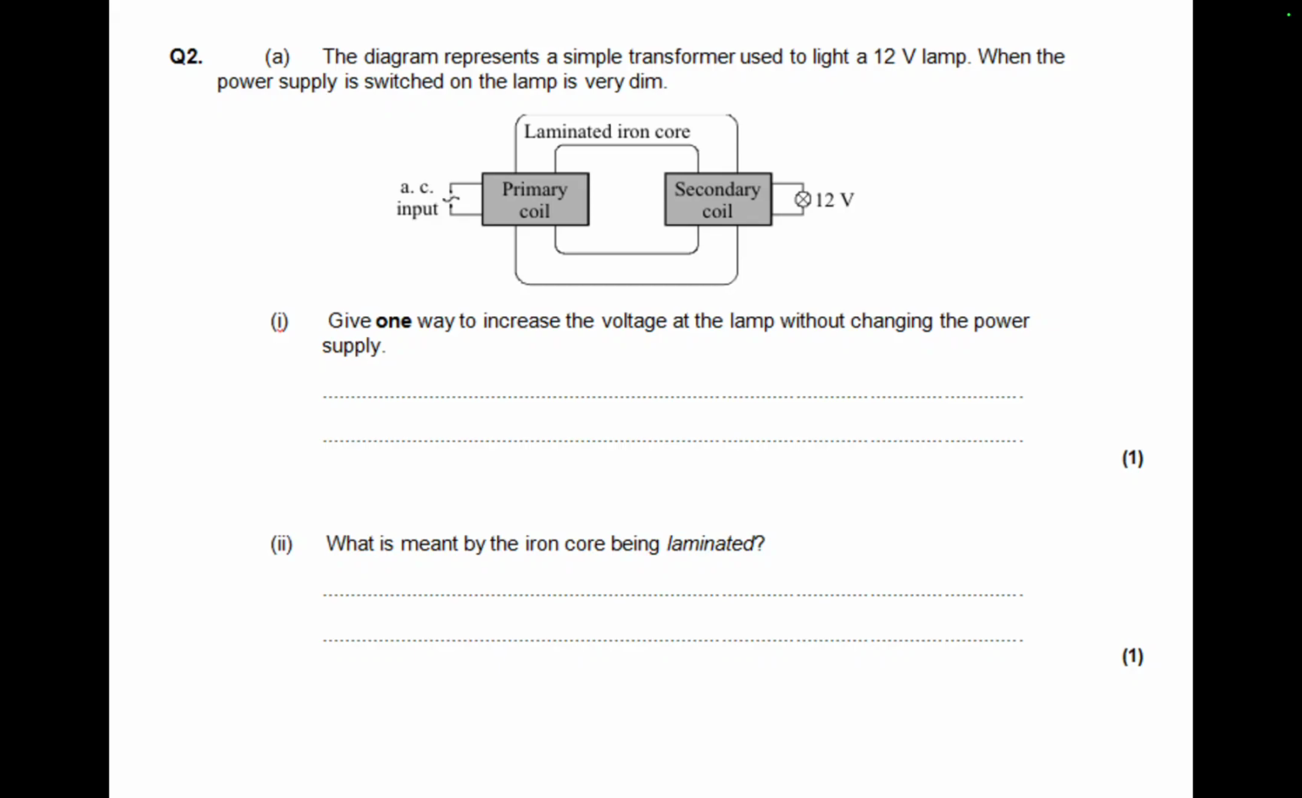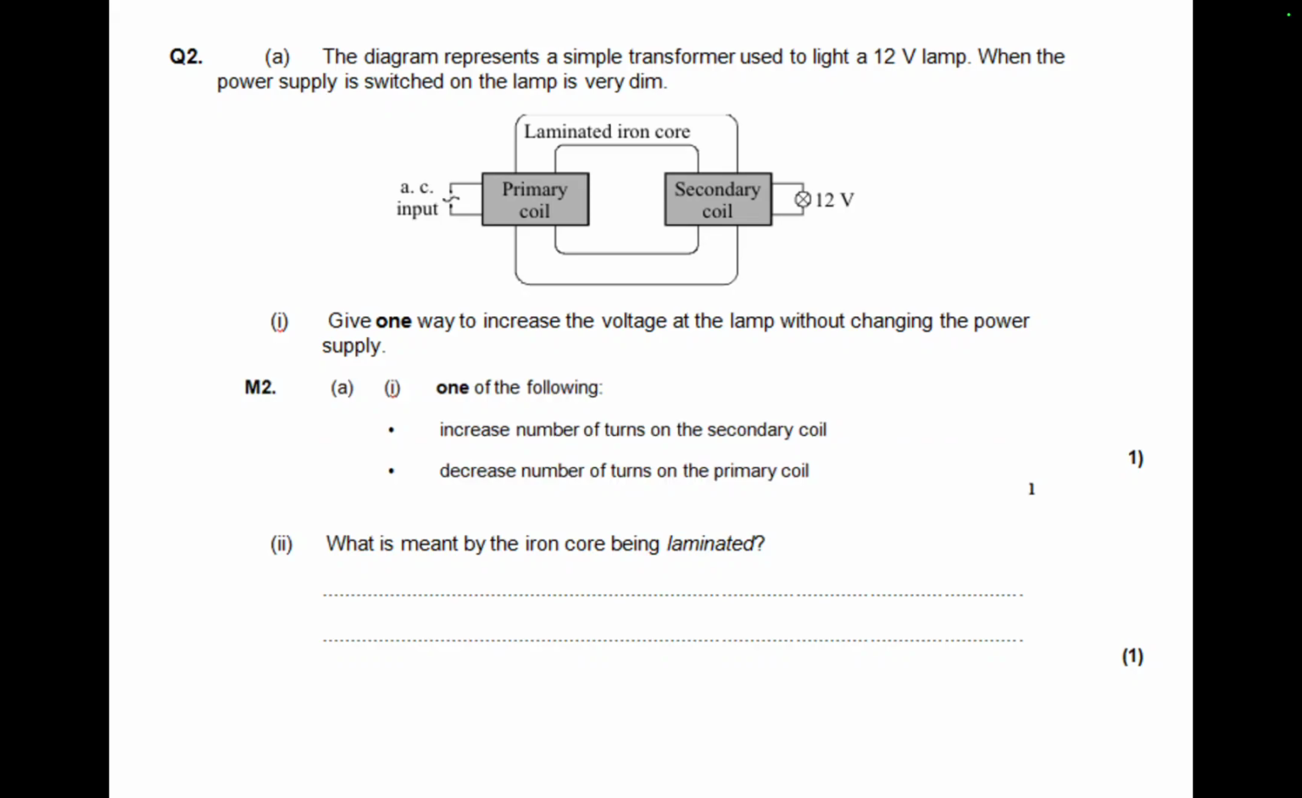So if you're going to pause and have a go at this one. The diagram represents a simple transformer used to light a 12 volt lamp. When the power supply is switched on, the lamp is very dim. Give one way to increase the voltage of the lamp without changing the power supply. So that's relatively straightforward. You can increase the number of turns on the secondary coil, which is more than likely the answer that you gave, or you could decrease the number of turns on the primary coil.